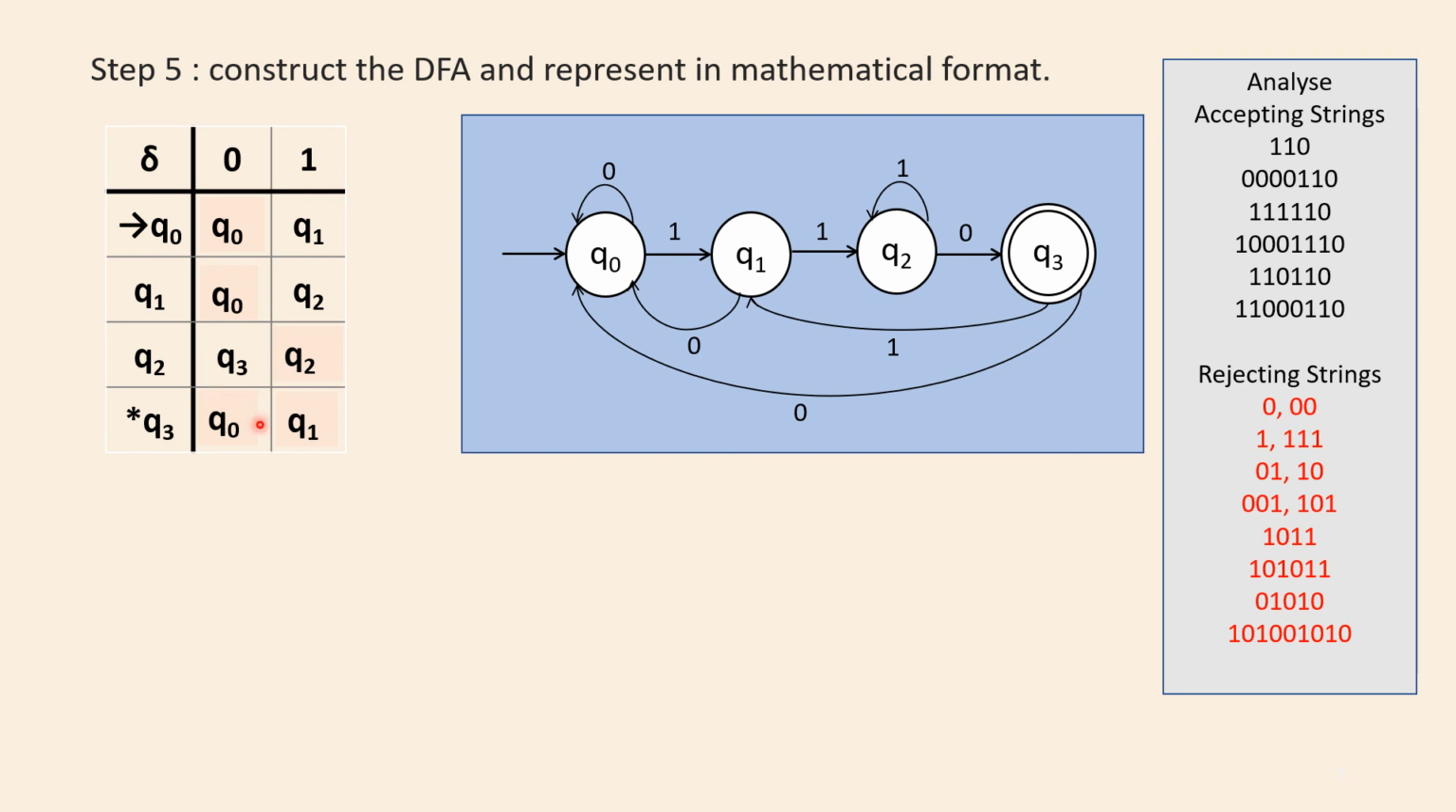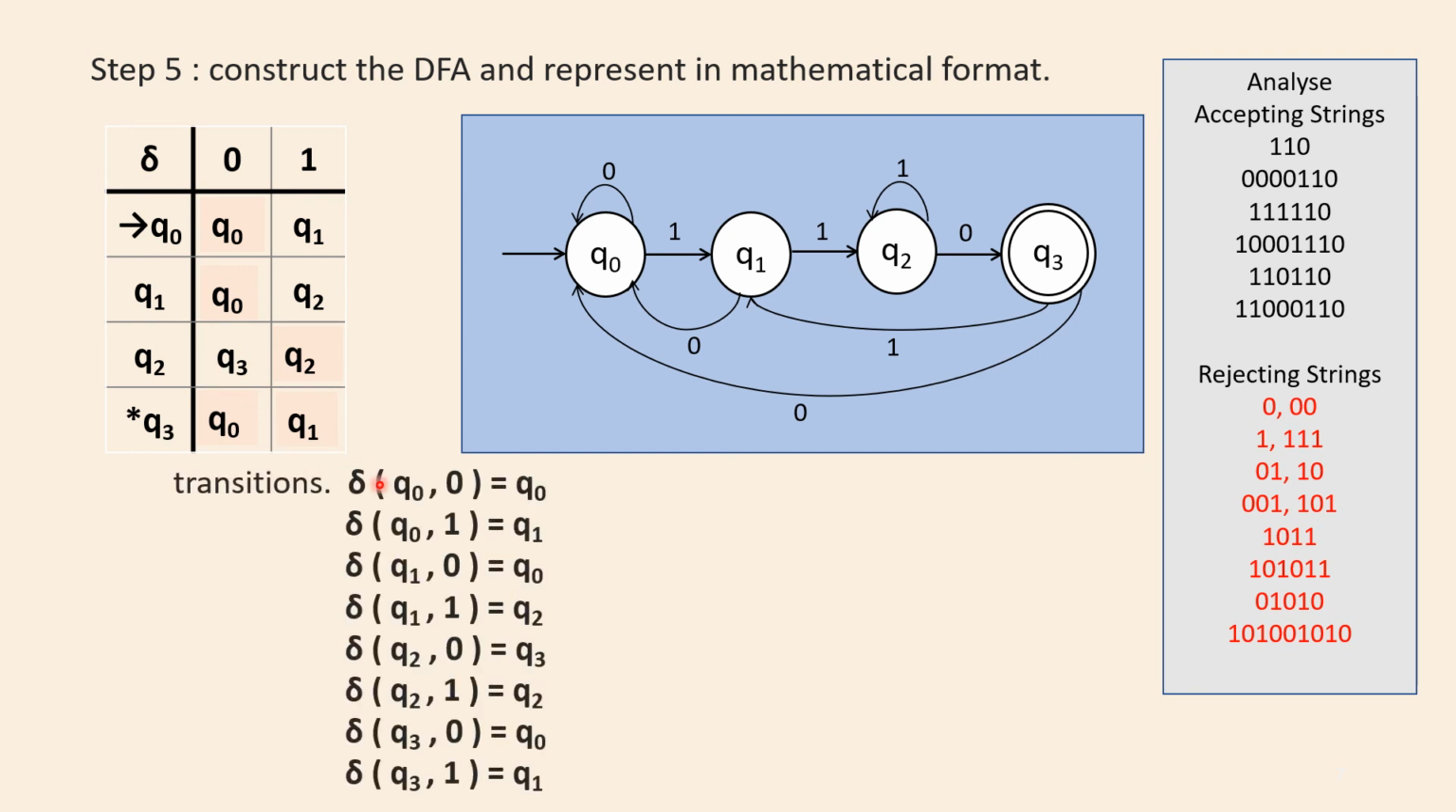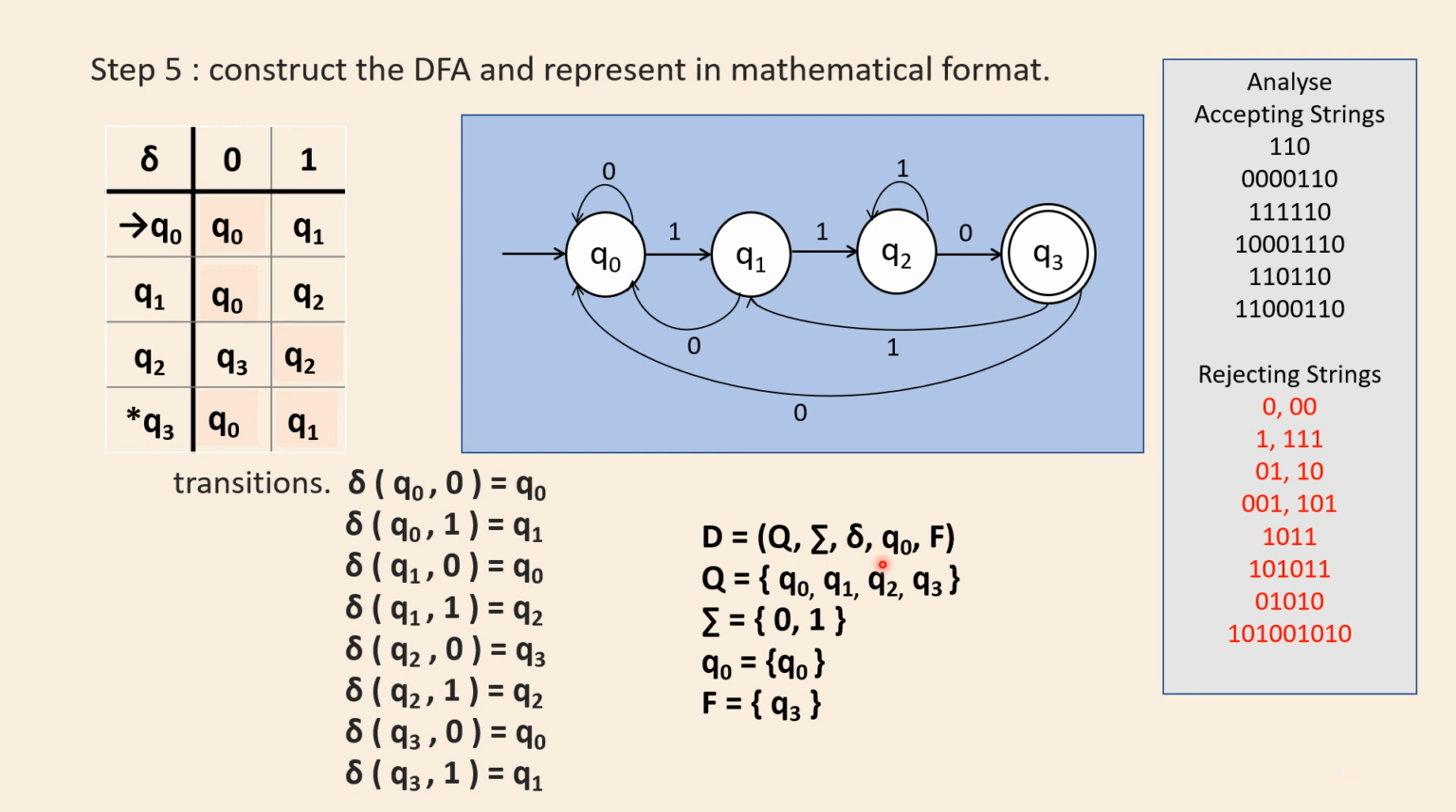Let us fill the transition table. Now let us write down the transitions. We can use the transition table or the diagram to write down the transitions. Q0 on input 0 goes to Q0, Q1 on input 0 goes to Q0, Q1 on input 1 goes to Q2. So we can finish the transitions and give the mathematical representation where Q is all the states, that is Q0, Q1, Q2 and Q3. The input, that is the alphabet, is 0, 1 and the start state is Q0 and the final state is Q3 and the transitions are here.